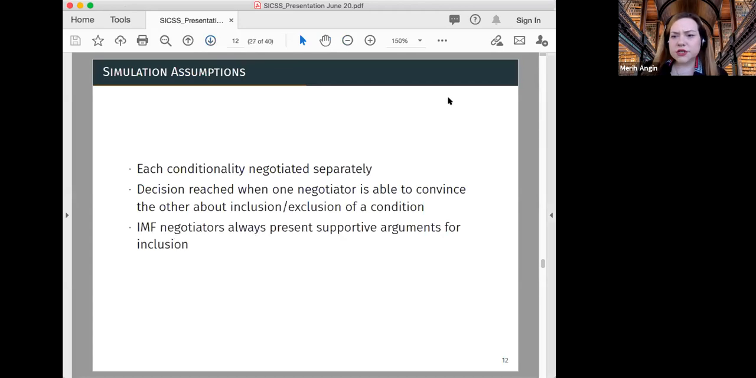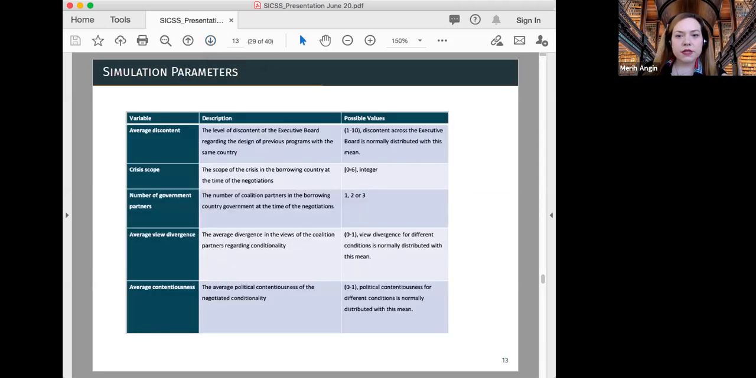And the main assumption is that the IMF negotiators will always present supporting arguments for the inclusion of conditionality, while the government negotiators will always resist their inclusion. And as negotiations proceed, a softening point will be observed on either side of the argument, and a balance will be reached, resulting in a decision being made for that specific conditionality.